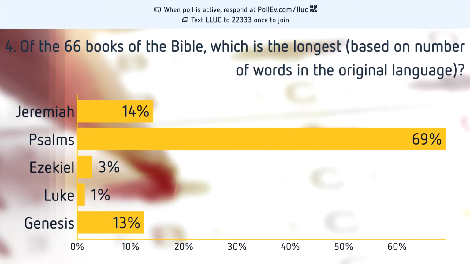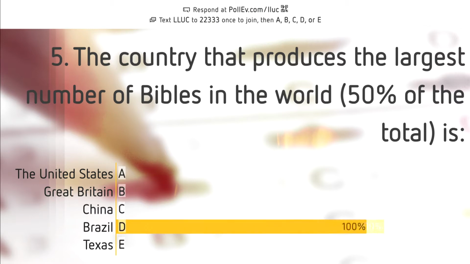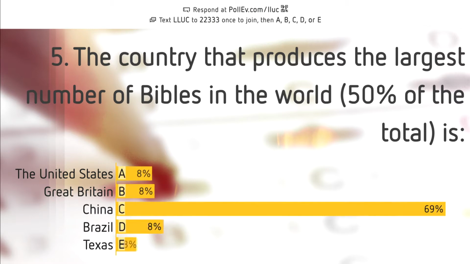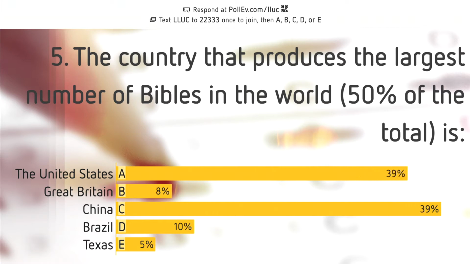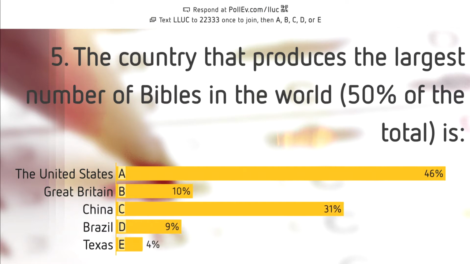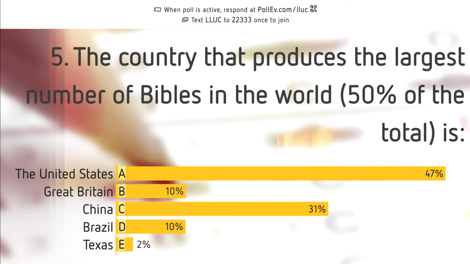All right, the last one. The country that produces the largest number of Bibles in the world, 50% of the total, is the U.S., Great Britain, China, Brazil, or Texas. So which is... Hey, that 5%, I want to meet you after the service. All right, so U.S. is leading the charge with China a ways behind. All right, so now we will stop it. And I'm going to keep an eye on that to make sure it stays stopped. Interesting. C is the answer, China. Largest number of Bibles produced in China.